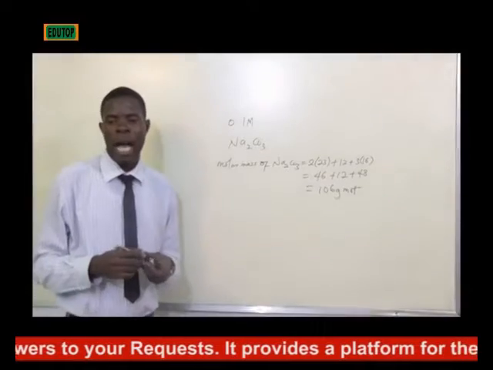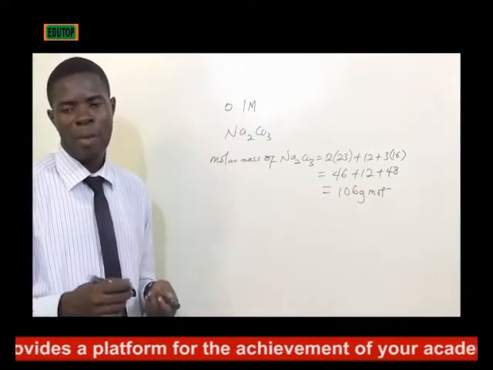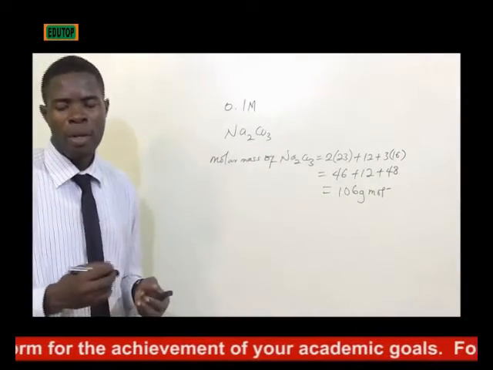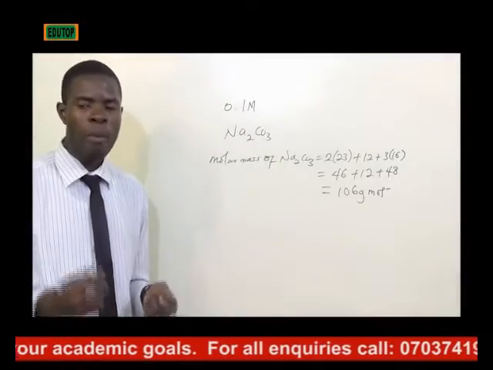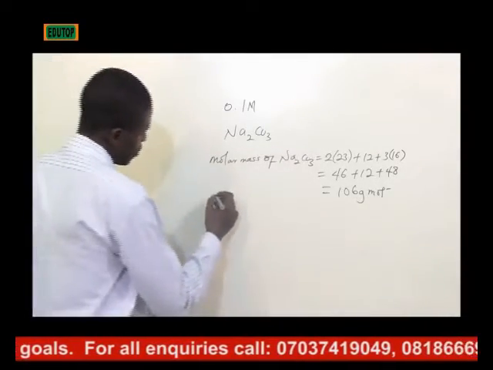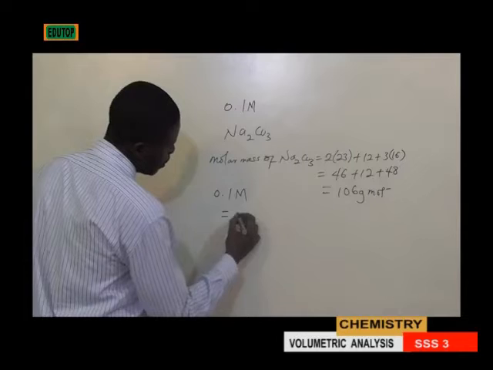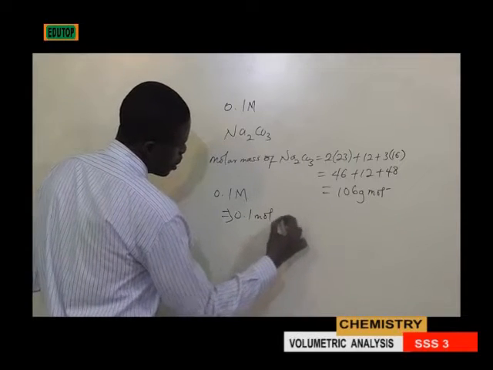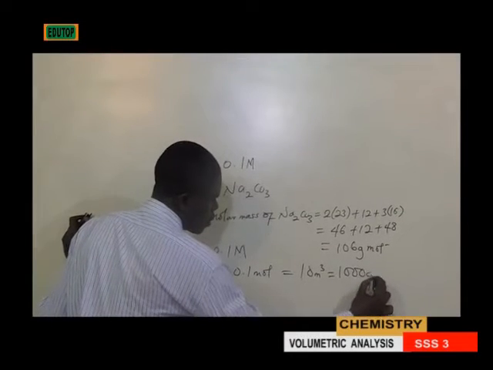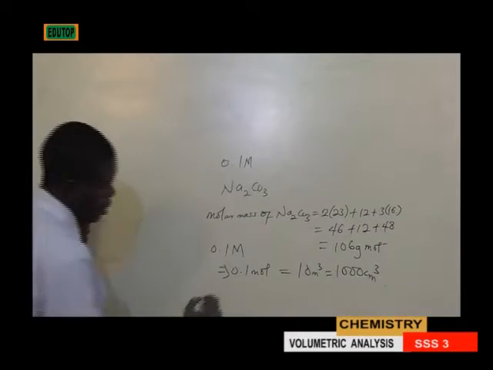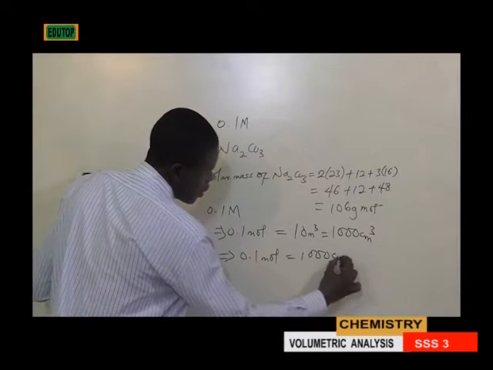Here we are asked to look for the mass of sodium carbonate required for this. Number of moles equals mass of substance over molar mass. Since 0.1 molar is required, it means that 0.1 mole is equivalent to 1 dm cube, which is equivalent to 1000 cm cube. Therefore, 0.1 mole is equivalent to 1000 cm cube.